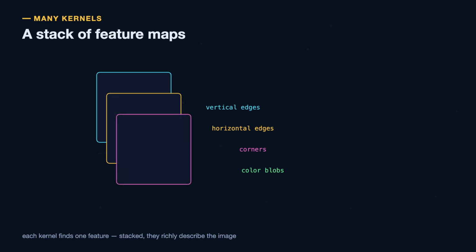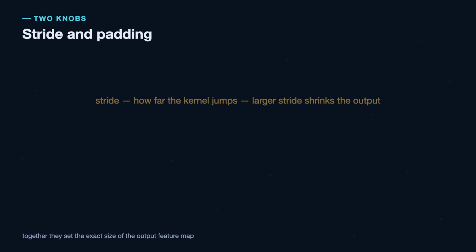1 kernel finds 1 kind of feature, so naturally we use many. 1 for vertical edges, 1 for horizontal, others for corners, for curves, for blobs of color. Each kernel produces its own feature map. Stack all those maps together and the layer outputs a whole set of feature channels, a rich multi-view description of the image.